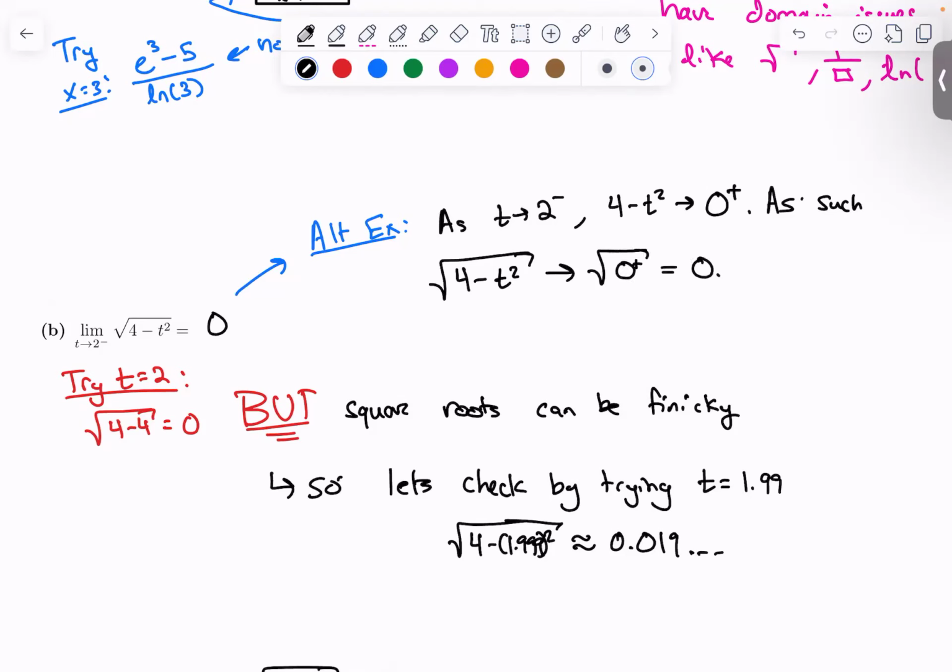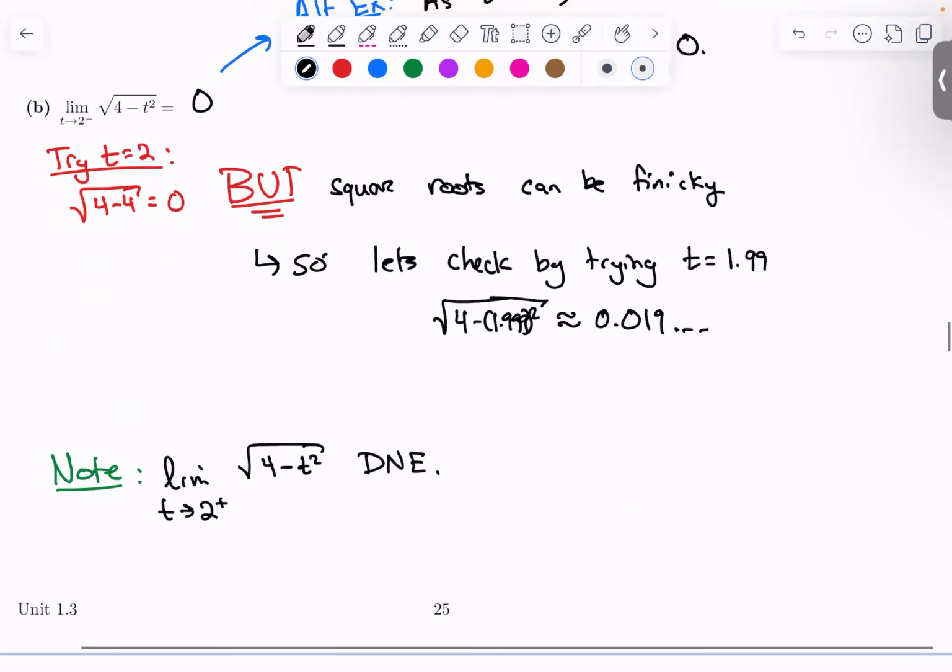On the flip side, if you're approaching 2 from the right, 4 minus t squared will approach 0 from the left, because you'll be taking 4 and subtracting a number slightly larger than 4, which will make it negative. And so that's why the limit does not exist for the right-hand limit. Any questions on that?